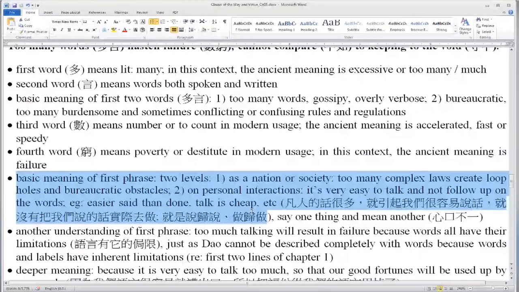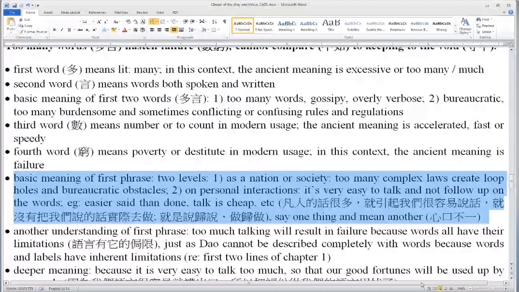So at the higher level, or the broader level, as a society or a country, too many complex laws create loopholes and bureaucratic obstacles. On a personal level or international level, it's easy to talk. Talking is very easy, and following up on the words is not. So it's easier said than done, talk is cheap, etc.